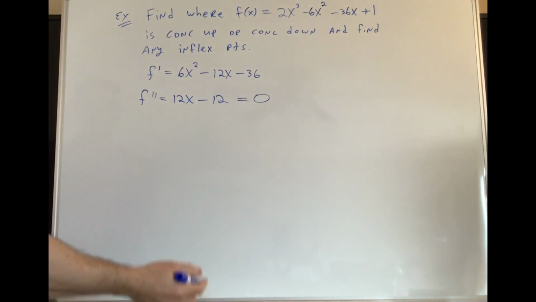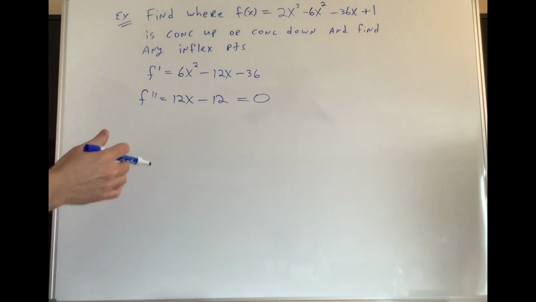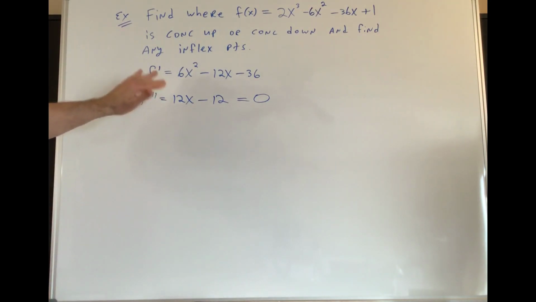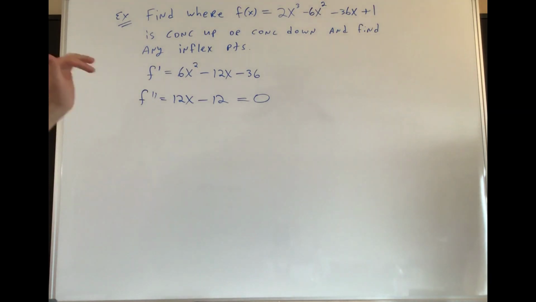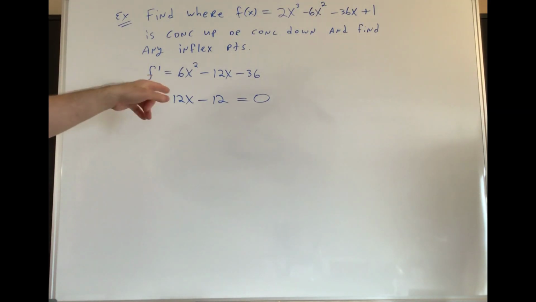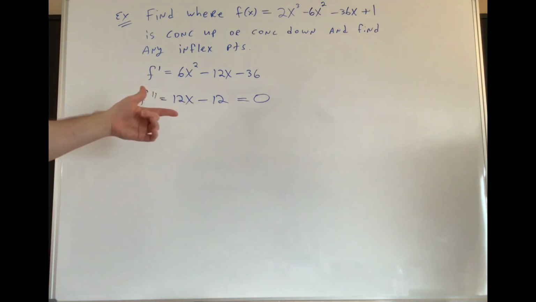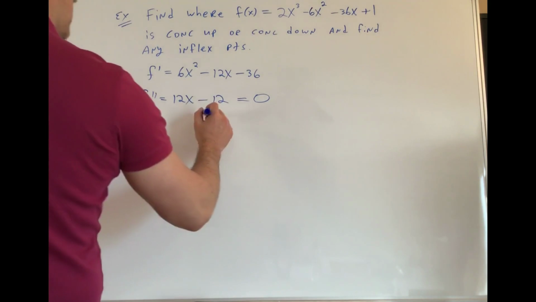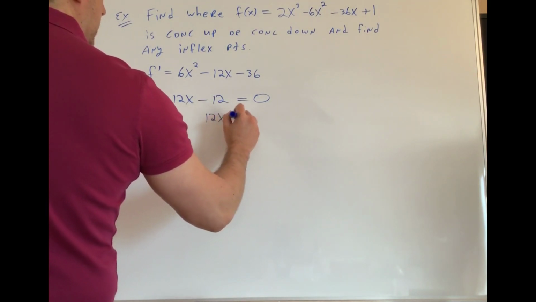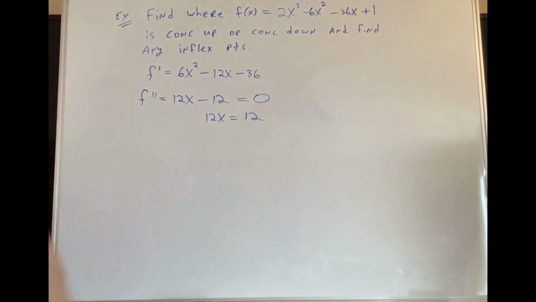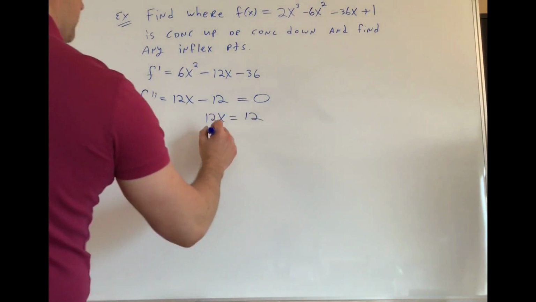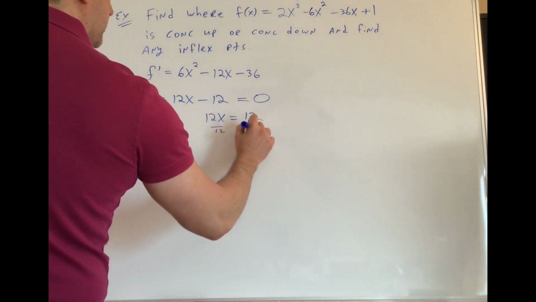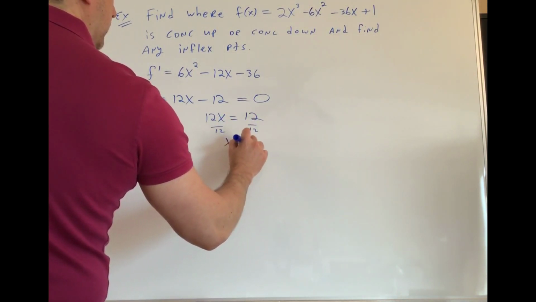Why? I need a possible inflection point. Now understand something. When you set it equal to 0 and solve, you're going to get this number. That number may or may not be an inflection point. You might get a number and then the graph is concave up on both sides, and then you don't have an inflection point. So don't just assume that what I get here is going to be an inflection point. It usually is, but not always. Now divide. X equals 1.